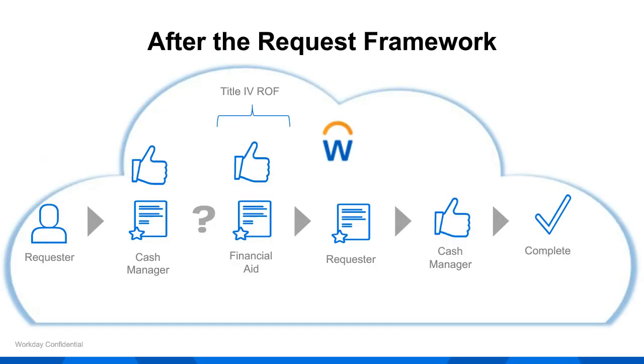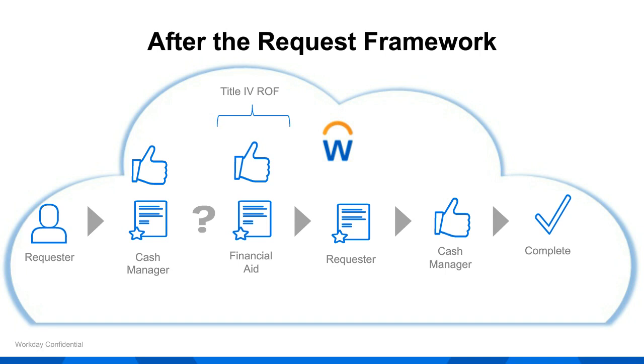So after we went on the request framework for our process, this is how it flowed. The requester would submit the questionnaire, so they would kick off the request framework process, and then fill out the questionnaire. It goes to the cash manager for approval. The cash manager approves, and then they also fill out a questionnaire, which lets them know if the bank has confirmed if the cancellation of the check has been processed or the payment has been stopped, et cetera, et cetera.